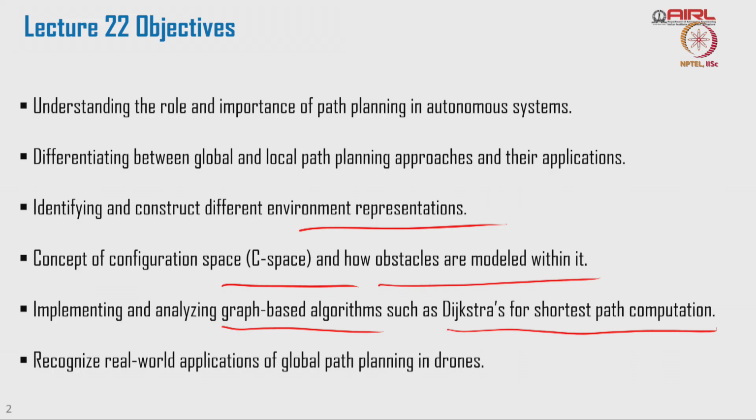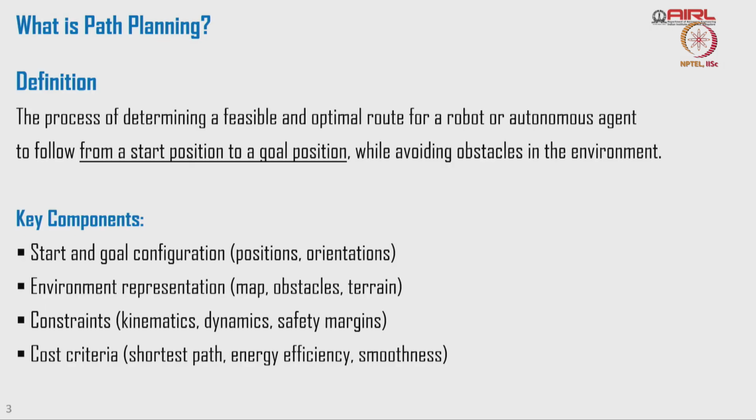Fine. So, what is path planning? Path planning is a process of determining a feasible or optimal route for a robot or autonomous agent or a drone to follow from a start position to a goal position. So, just assume that the drone will start from this particular position and it is expected to reach this final position or goal position, right.